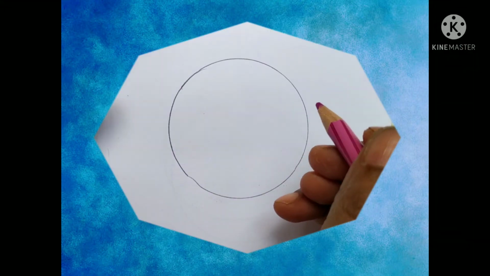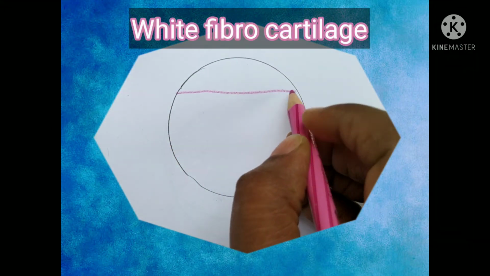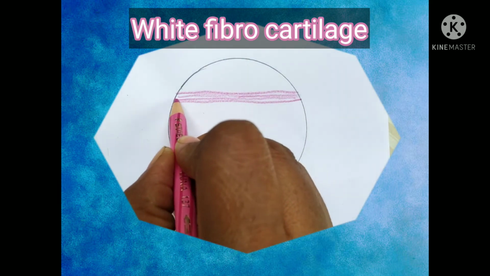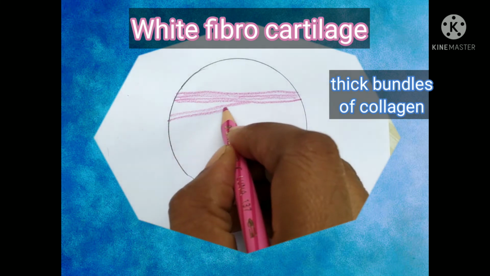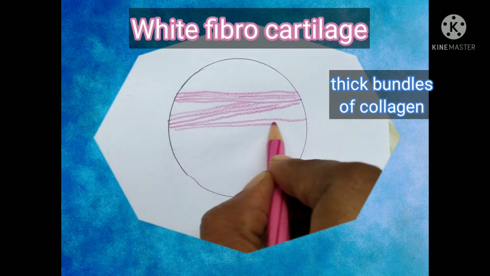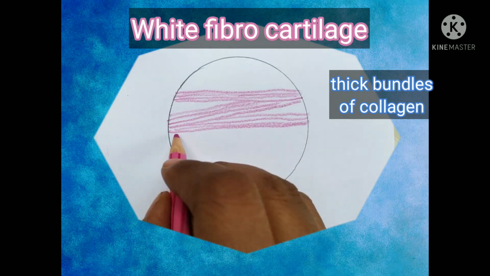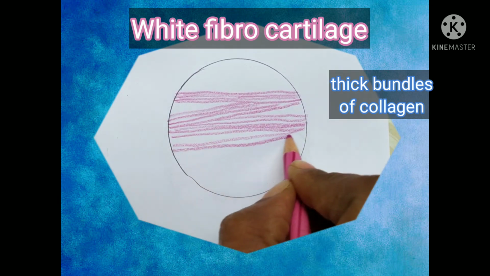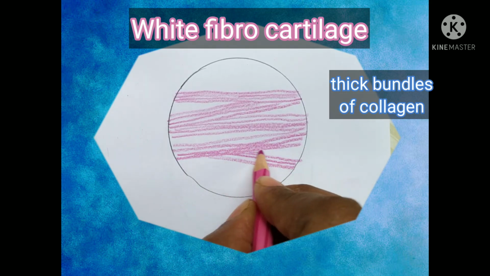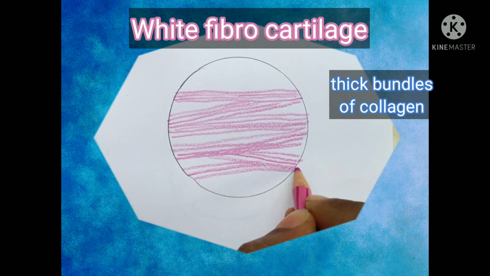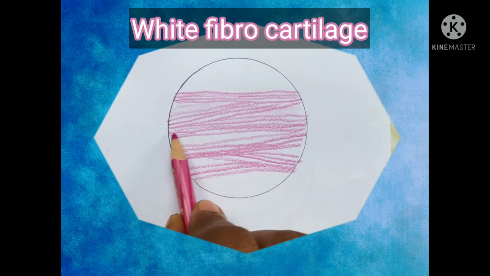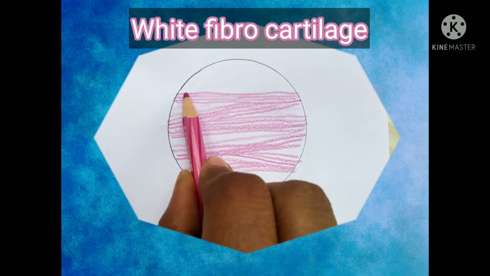Coming to the white fibrocartilage, a very important thing is it doesn't have perichondrium. It is not surrounded by perichondrium and it is very rich in dense regular connective tissue. It is like a transition between the dense regular connective tissue and the cartilage. The only difference is you can see the cells which are arranged in rows in the white fibrocartilage. This is called white because a lot of collagen fibers give a whitish appearance.